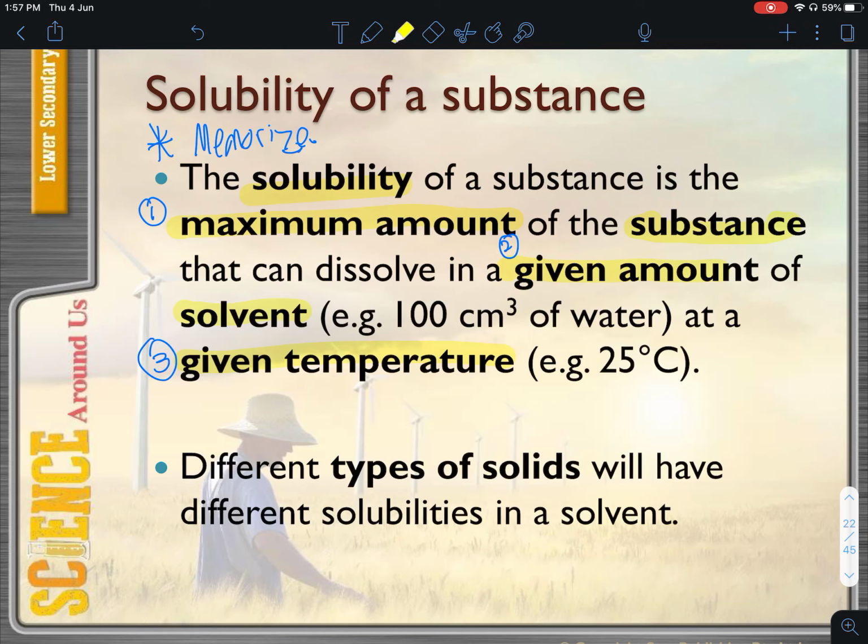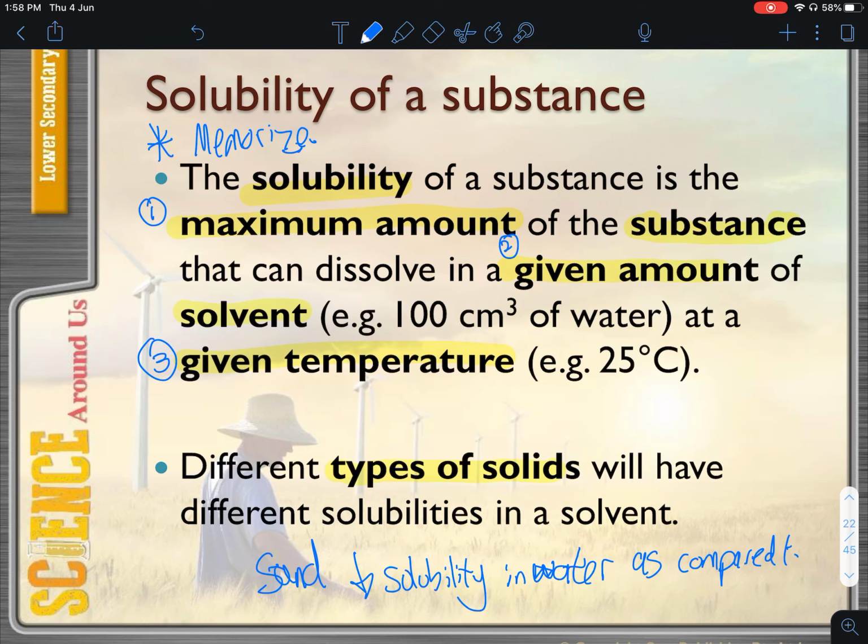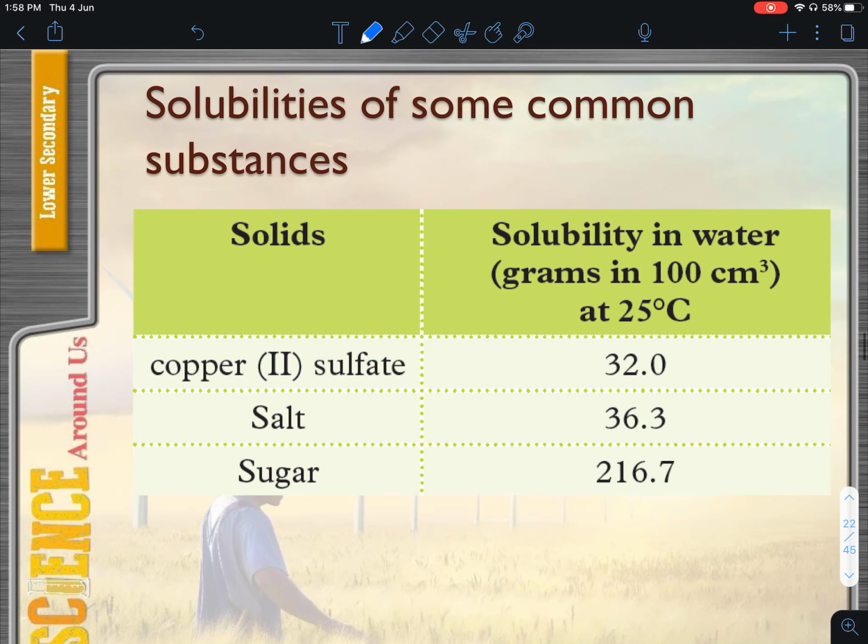And different types of solid will have different solubility in a solvent, like the solid of sand. The solubility of sand is very different from the solubility of salt. Both are solid, but one can dissolve in water, the other cannot. Sand cannot dissolve in water, salt can. So sand actually has a lower solubility in water as compared to salt, which has a higher solubility in water. So these are the examples.